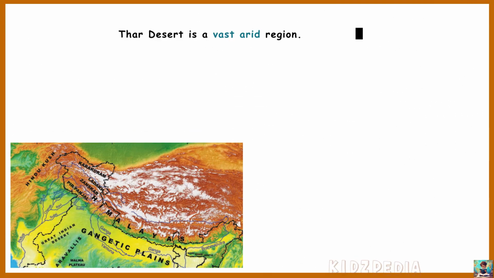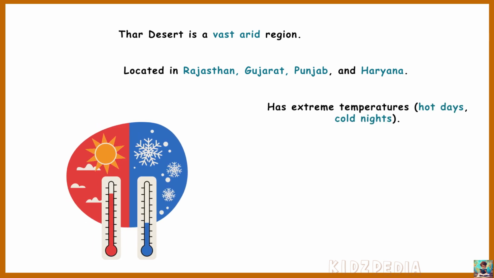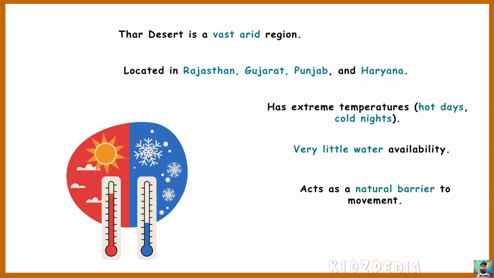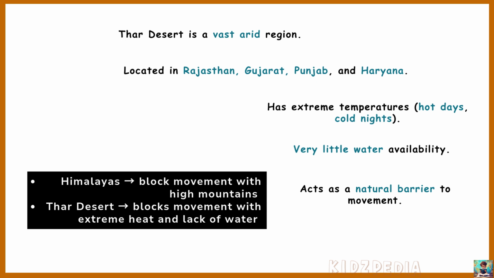So, the Thar Desert is a very large and arid region. Arid means very dry, almost no rain. Most of it is in India and spreads across states of Rajasthan, Gujarat, Punjab and Haryana. Life here is difficult because the desert has extreme conditions. During the day, it is very hot and at night, it can become quite cold. Also, there is very little water available. And because of these harsh conditions, the desert acts like a natural barrier. A natural barrier is a natural feature of the earth that makes it difficult for people, animals or even armies to cross or to move through.